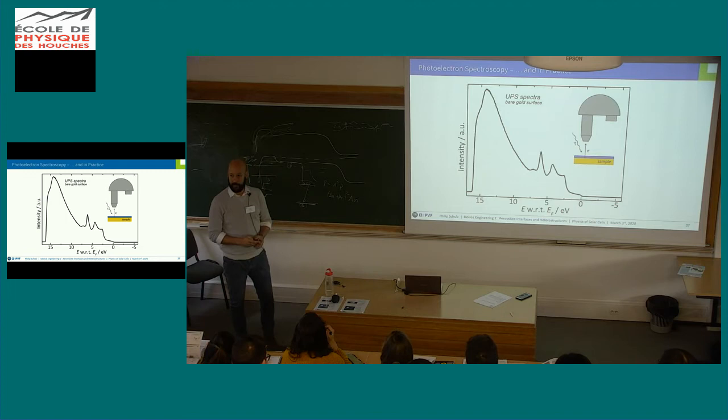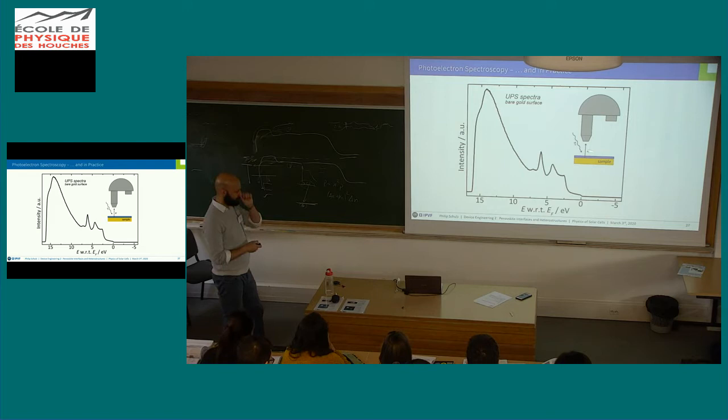So this is the UPS spectrum of a bare gold surface. And first thing I want to reiterate, here you see, so these are the occupied gold d orbitals, and here these are the gold s orbitals that have this cut here, threshold if you want so, that defines the Fermi level.